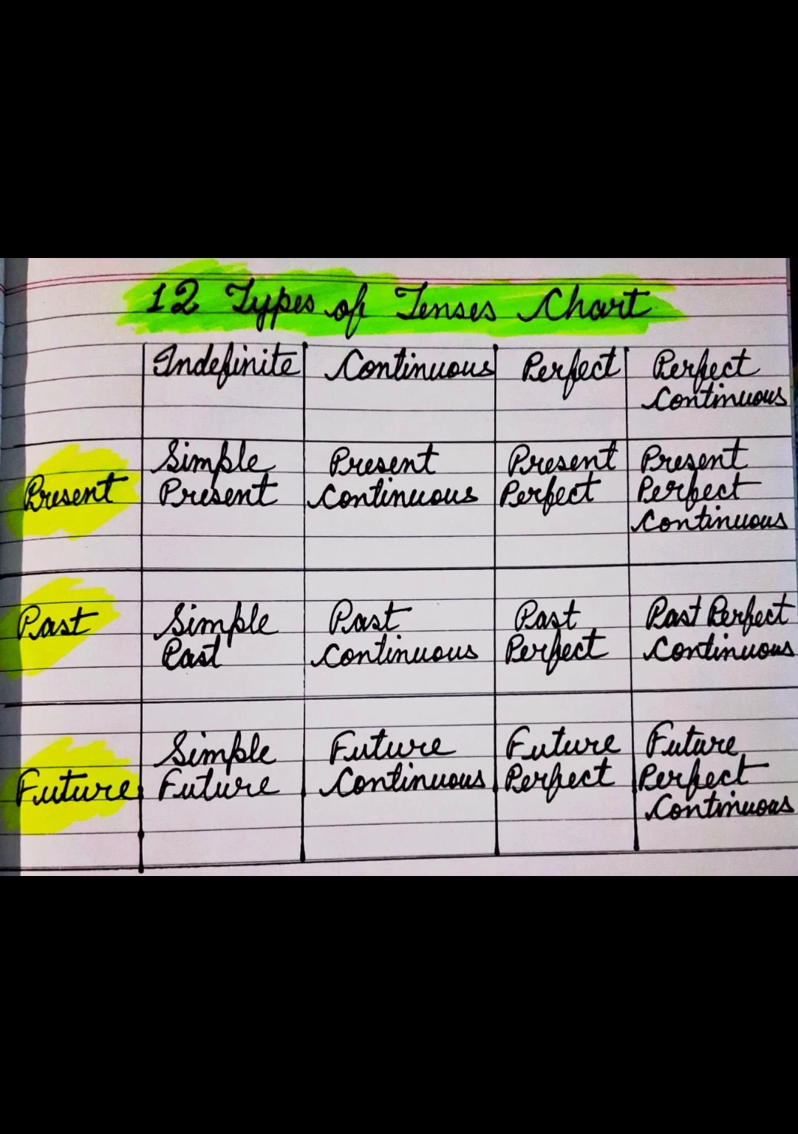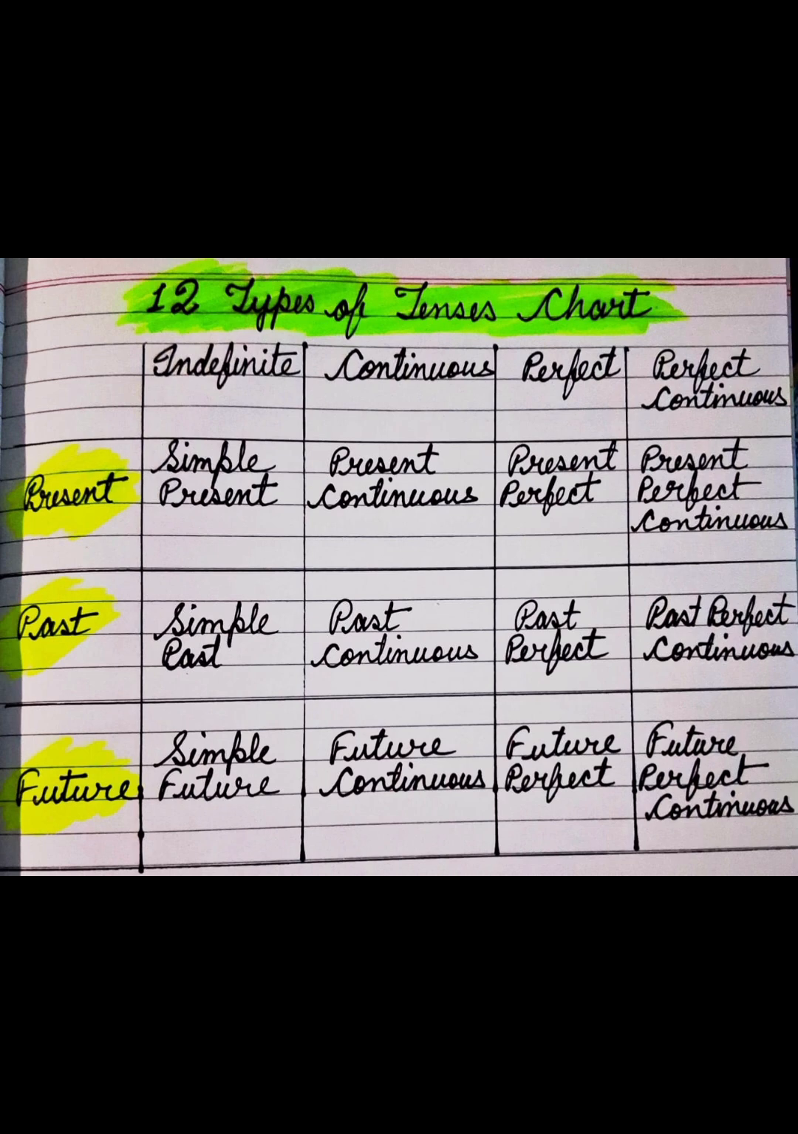So, let's begin. What is a tense? A tense tells us when an action happens. There are three main tenses: present tense, past tense, future tense. Each of these has four forms. So, three tenses into four forms equal to how much? 12 tenses. Okay. So first I am going to tell about the present tense.